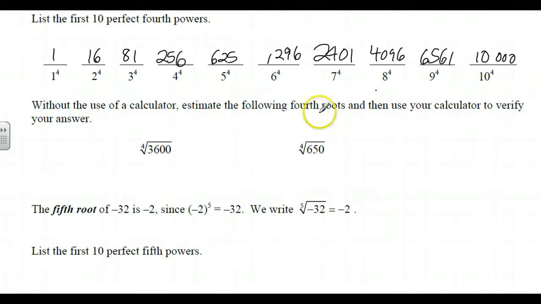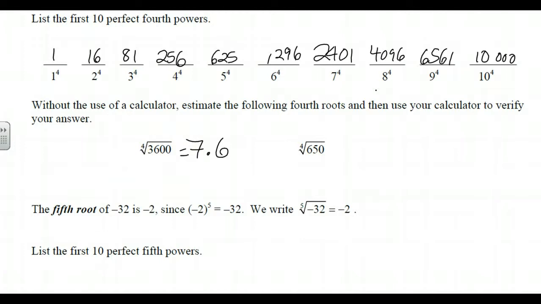Okay, without using a calculator, estimate. So 3,600, right? Well, it's not between 6 and 7. It's between 7 and 8. 3,600. I'd have to add like 1,200 to this, and about 400 to that. So it's more than 7.5. I'm going to go with 7.76.